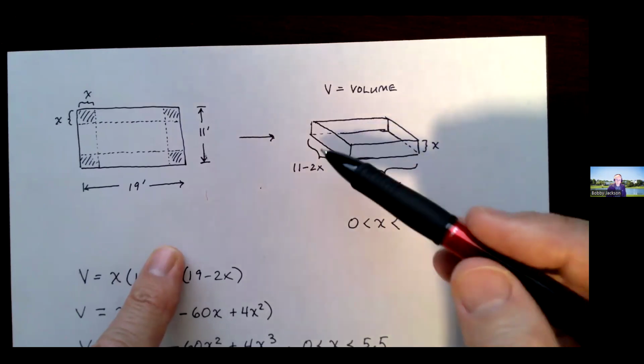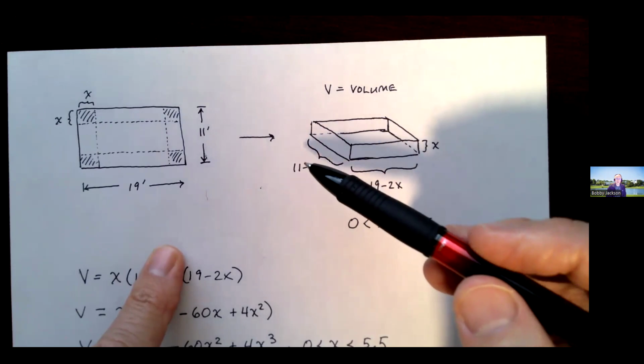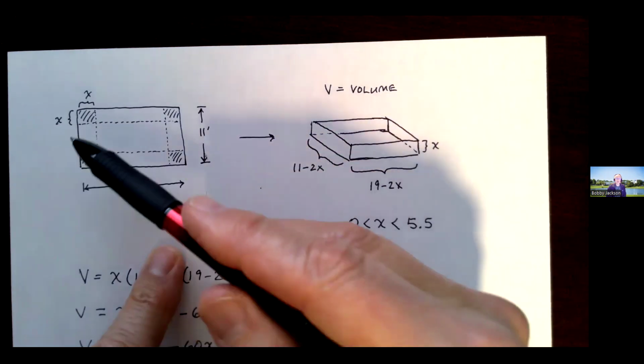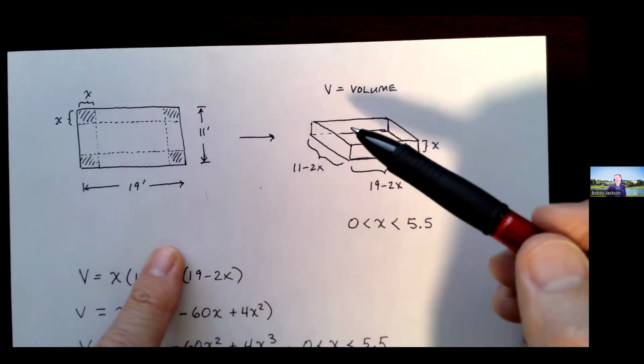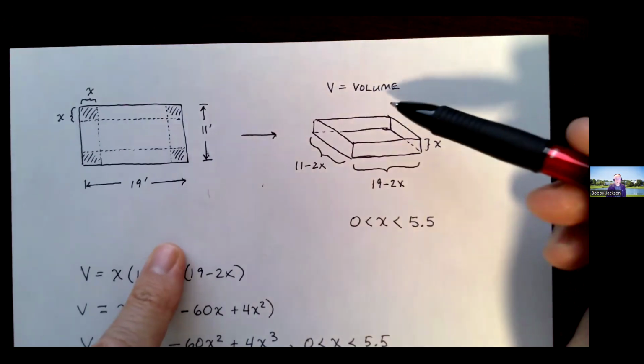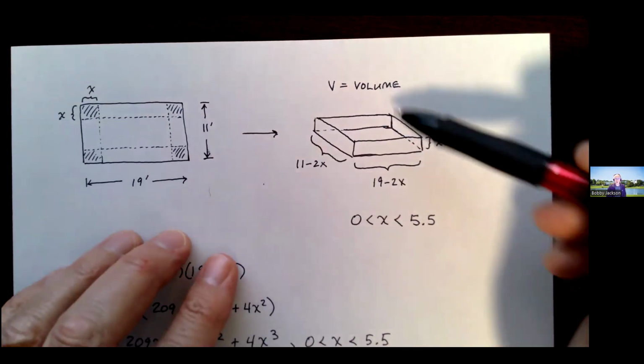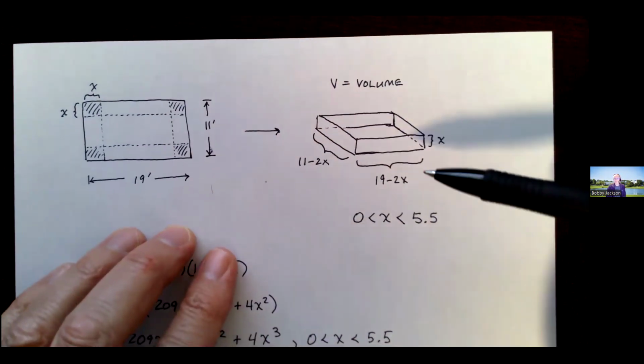And the question asks us to find the value of X, which is the side length of the square. Actually, they want to maximize the volume. You have to find the value of X needed to maximize the volume, but they want the actual maximum volume.